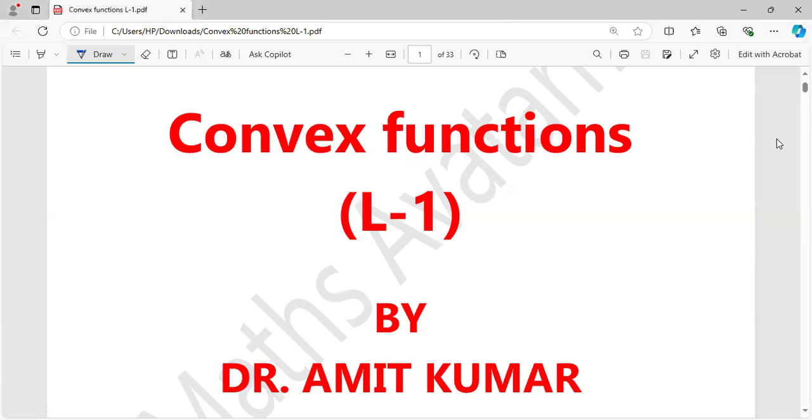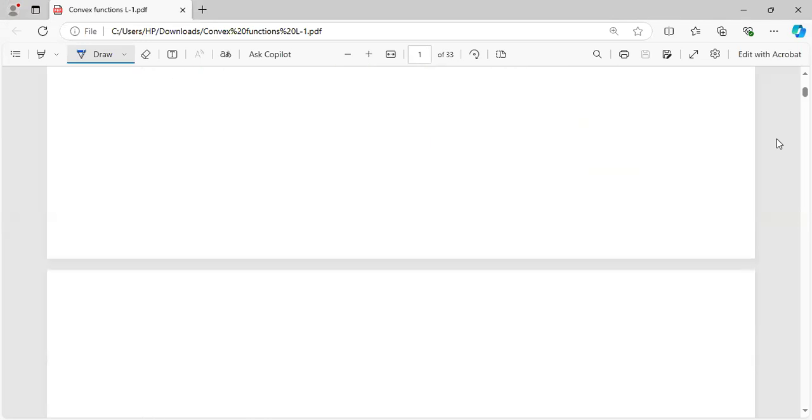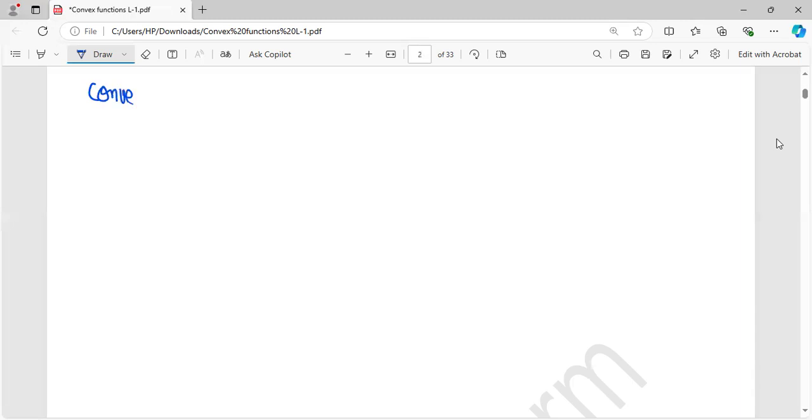So today we are going to see the first lecture on convex functions. So let's start today's session now. So what is a convex function?